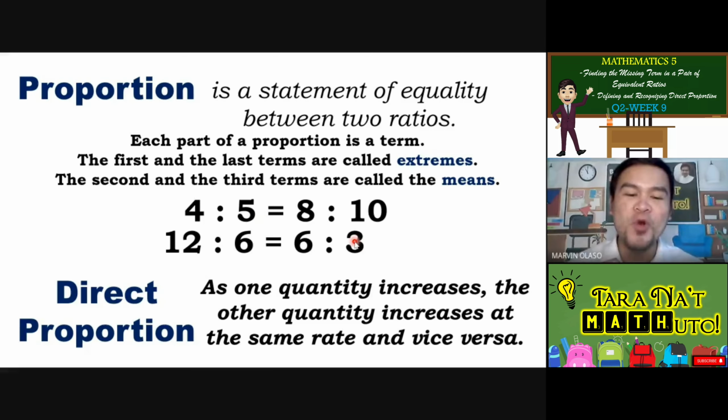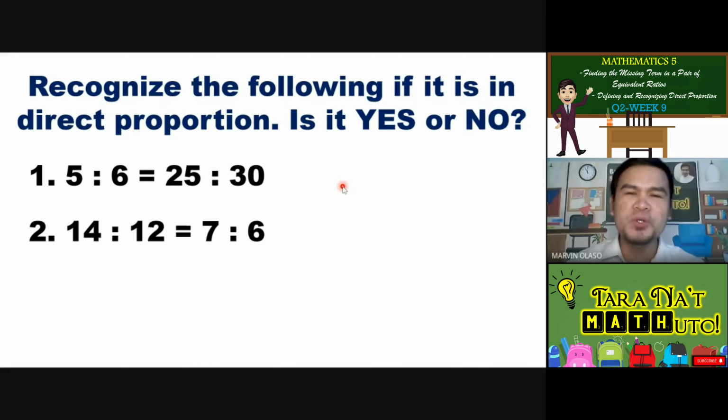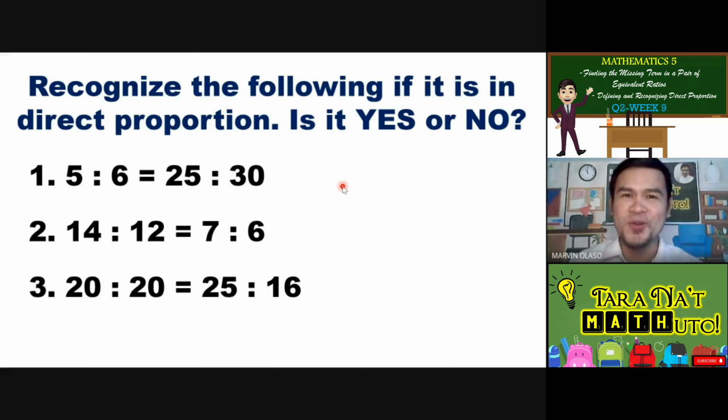Let's try some more. We have this activity, recognize the following if it is in direct proportion. So if you want to try, please get a piece of paper and try to answer. Just say or just write yes or no. We have number 1, number 2, and we have number 3. So, I give you time. Pause it now. Okay, since piniplay mo na ito, ibig sabihin, you are done. Okay, kung hindi pa, pause mo pa rin.